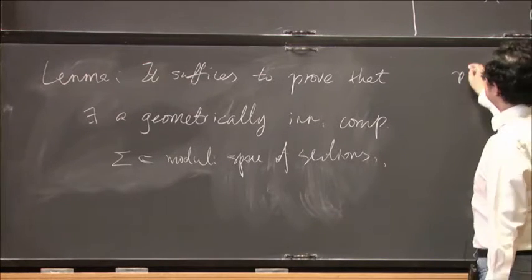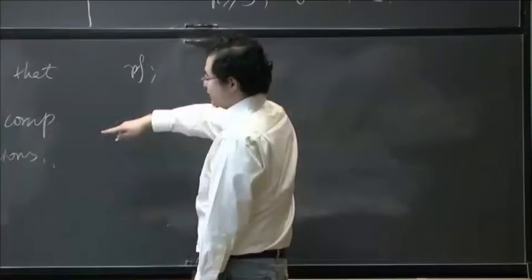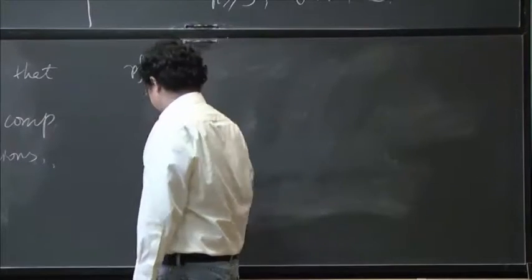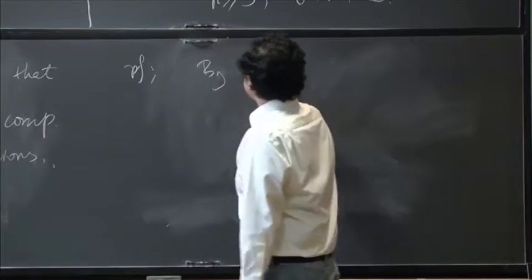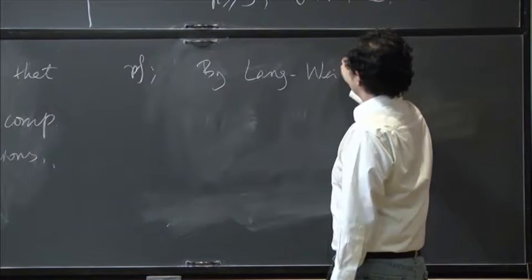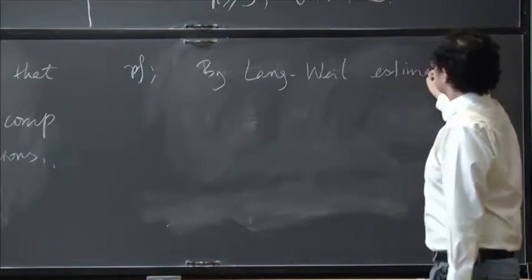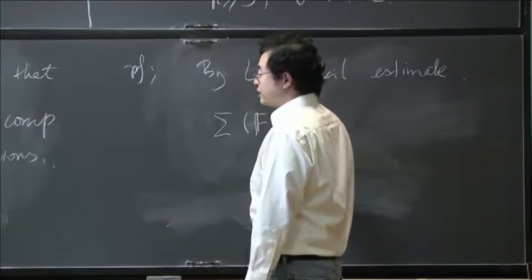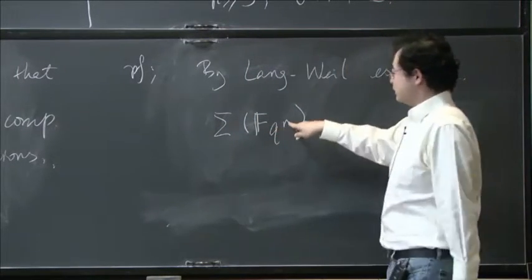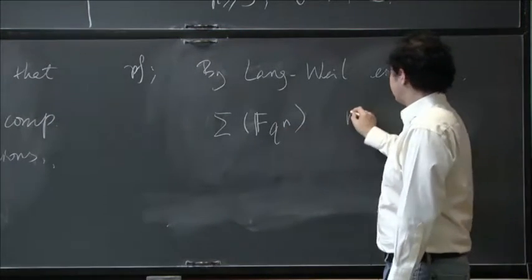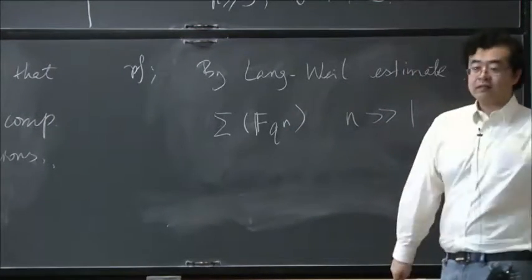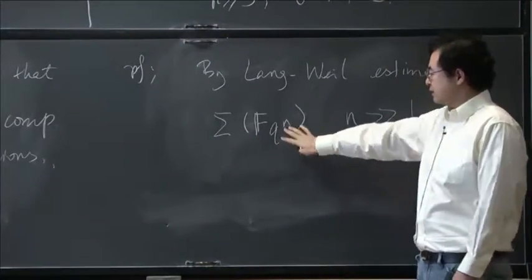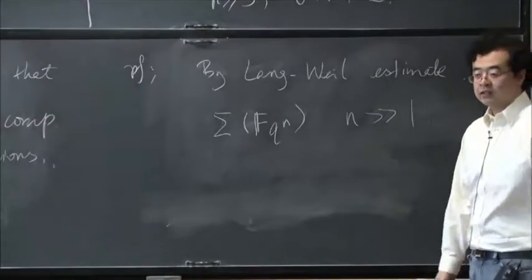And let's prove this. So if we know this sigma exists, then by the Lang-Weil estimate, I know that sigma may not have a rational point over FQ, but it has an FQ to the n rational point whenever n is really large. So this n depends on sigma, of course. But once you fix the sigma, you can choose an n large enough that it has a rational point.